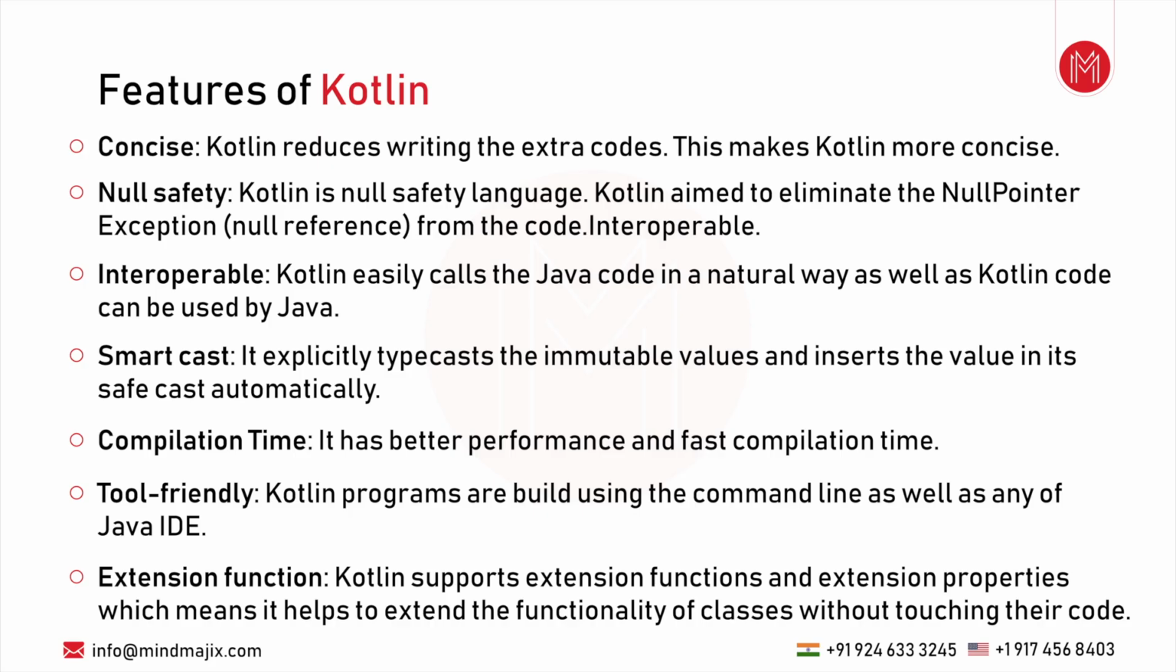Null safety: it is a null safe language, and Kotlin aims to eliminate null pointer exceptions. Interoperable, that means it can easily call Java code in a natural way. Smart cast, that means we can typecast very easily. Compilation time: it has better performance and faster compilation time compared to Java. Tool friendly: Kotlin programs can be built using the command line as well as Java IDEs. Extension functions are also there, so it supports extension functions and extension properties.